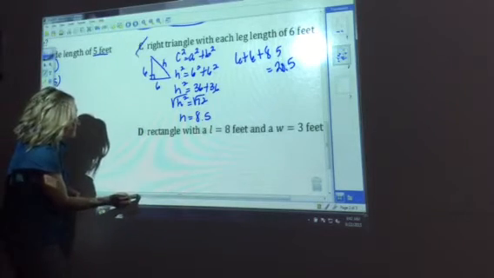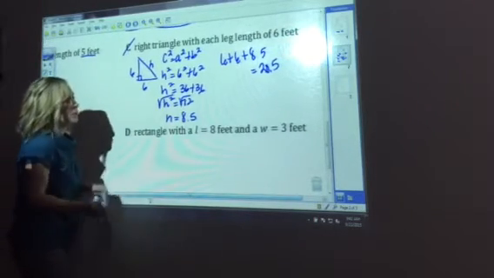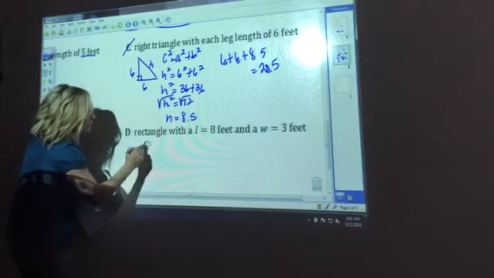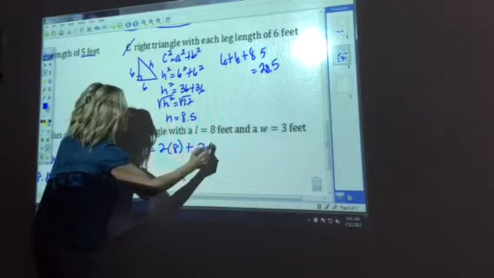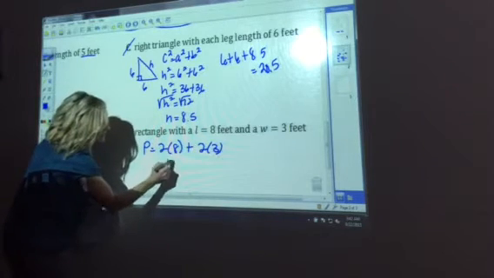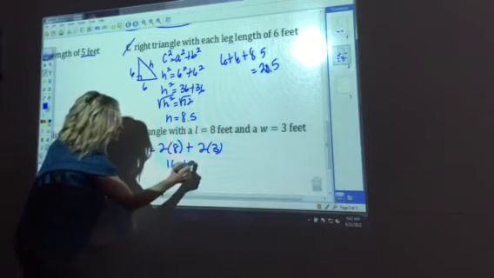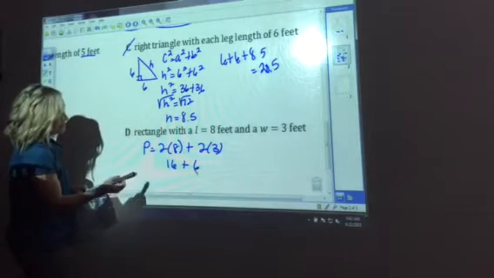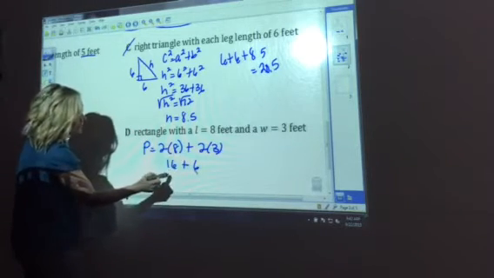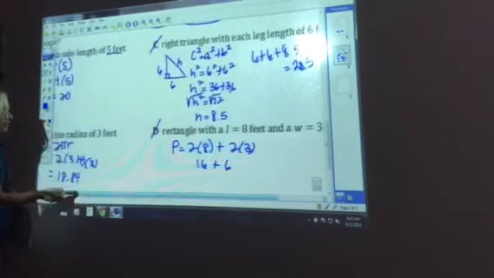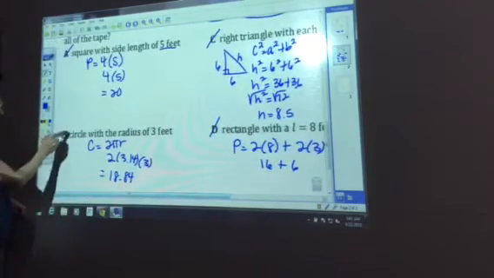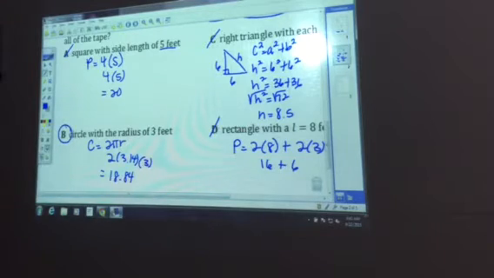All right, a rectangle with a length of 8 and a width of 3 feet. So the perimeter here would be 2 times 8 plus 2 times 3. So we would have 16 plus 6, which would give us 22 more than 19. That would give us 23. So D would not be our answer either. So actually the only one that wouldn't go over the 19 would be B.